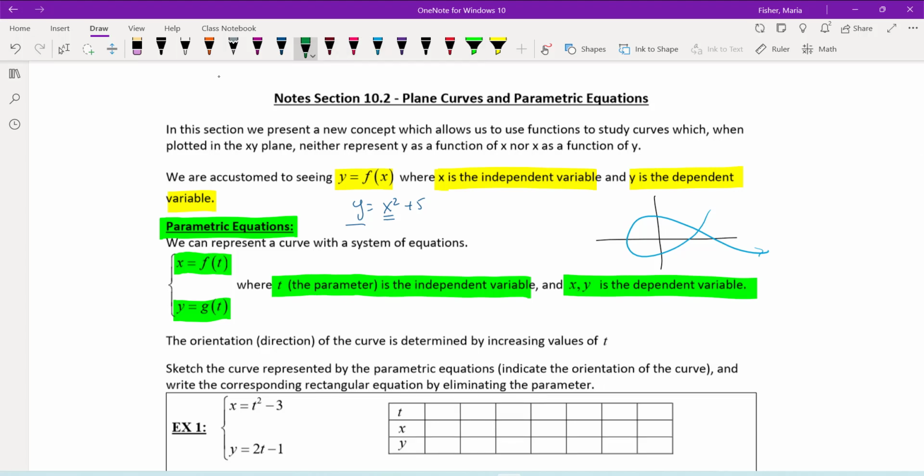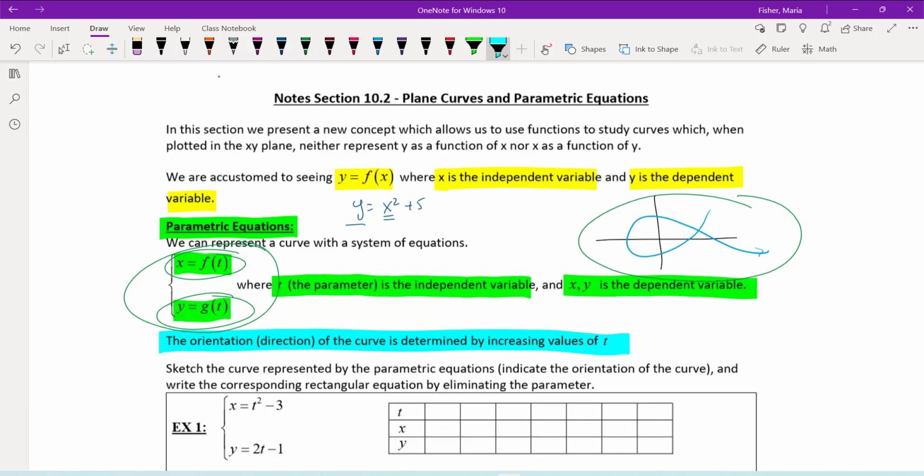So we make functions that represent all the x coordinates of this curve, and a function that represents all the y coordinates of that curve, and then all of a sudden something that wasn't a function we can rewrite as a function with this system of equations. Now the orientation, or the direction, of the curve when you're dealing with parametric equations is always determined by increasing values of t. So the way that we graphed this before, this would have been the orientation, because in the way that I drew it, that would be the increasing value of t.